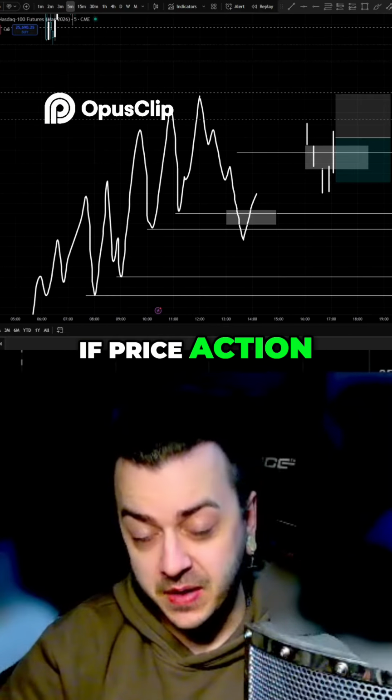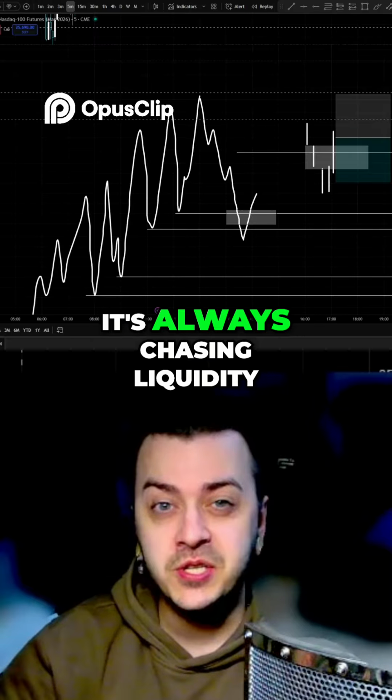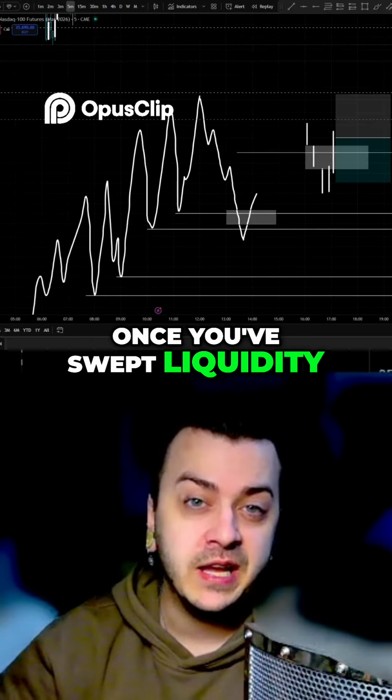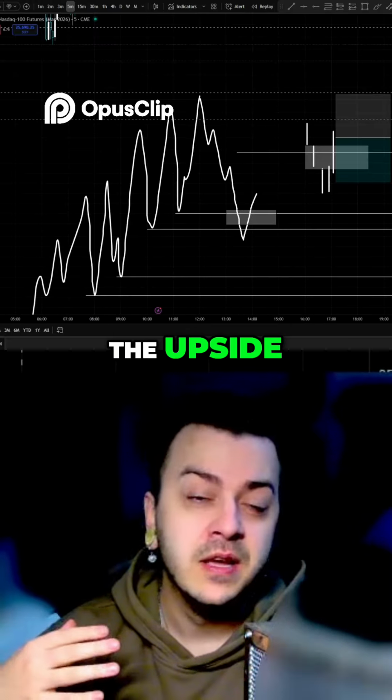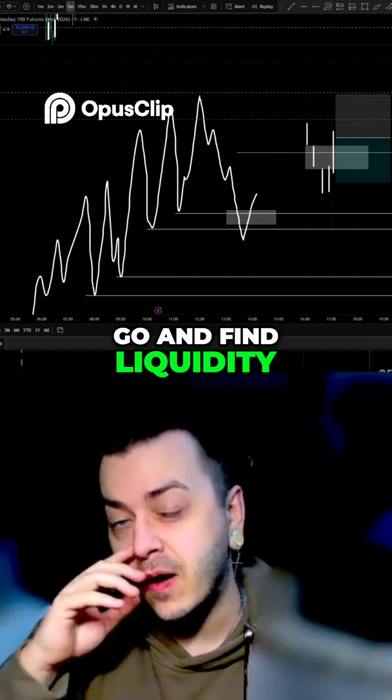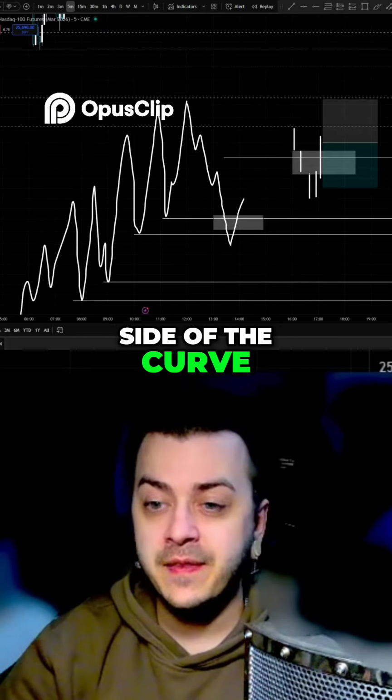The theory about price action is that it's always chasing liquidity. Once you've swept liquidity, if you can get an inversion back to the upside, usually it's going to go and find liquidity higher on the other side of the curve, and that's usually what I look for.